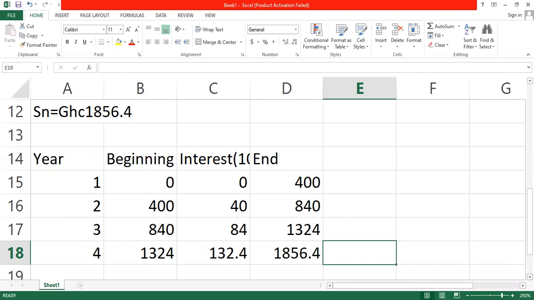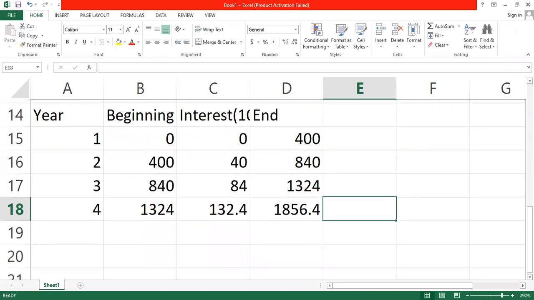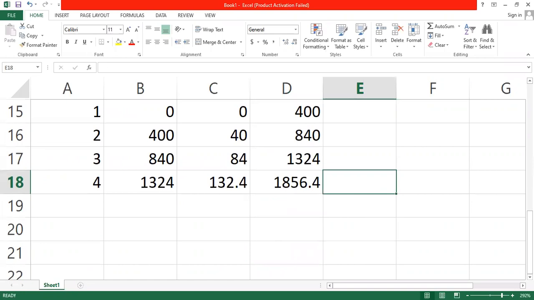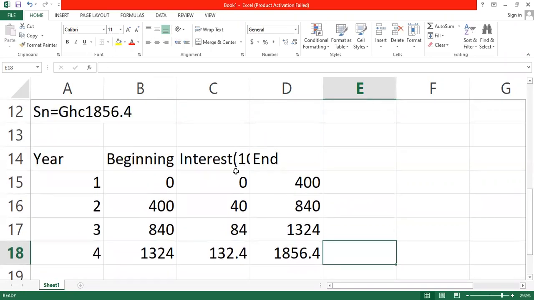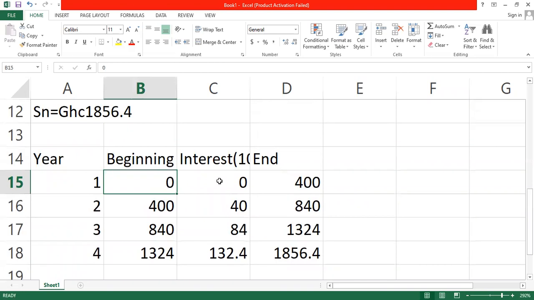So if the question says that the money will be transferred at the beginning of every year, it means that at the beginning of year 1, you are going to have 400, isn't it? Then you earn interest of 10%, which is 40. Then you have a balance of 440. If you come to the beginning of year 2, you have your 440 plus the additional transfer, so you are going to have 840. Then you earn interest on that one, 84. Are you getting the trend? That's how we show the sinking fund model.